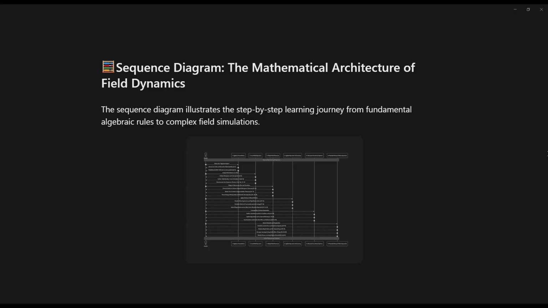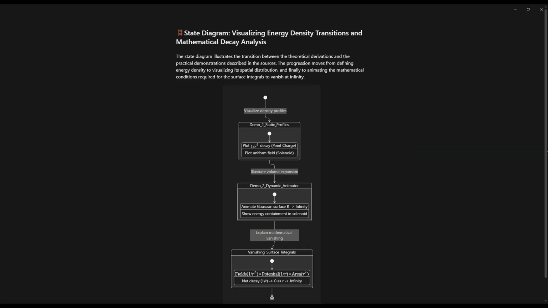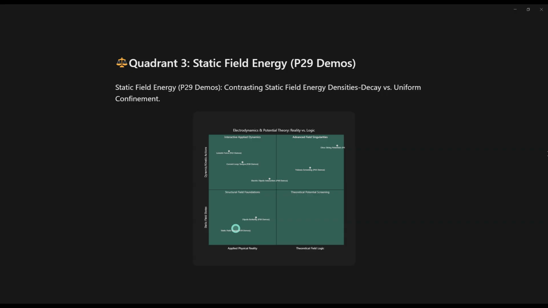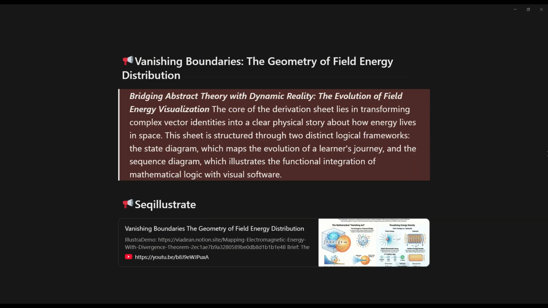The expanding boundary. Python-based animations that simulate a Gaussian surface growing toward infinity. These visuals prove a critical point. As the boundary expands, the leaking energy becomes so thin that it eventually disappears, justifying why we can ignore distant boundaries in real-world physics.